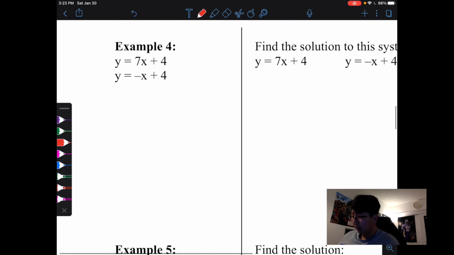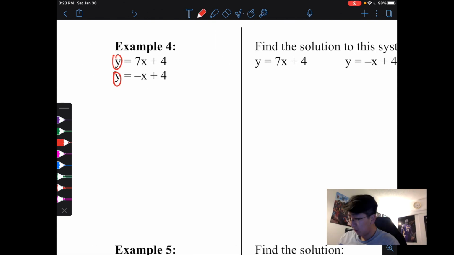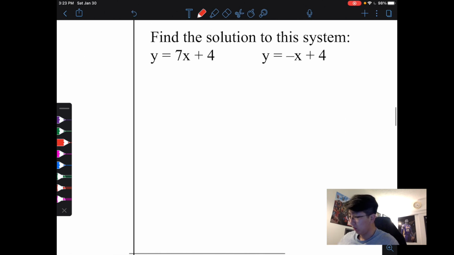Let's keep going, okay? Here's a couple more. We're going to say y and y have equal values, so we're going to make these two equal each other. So let's go ahead and do that.